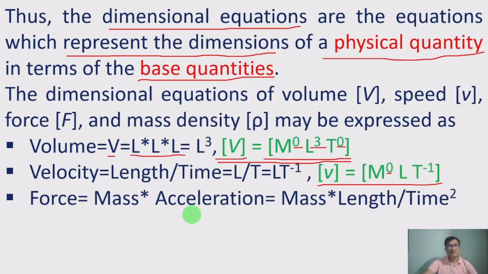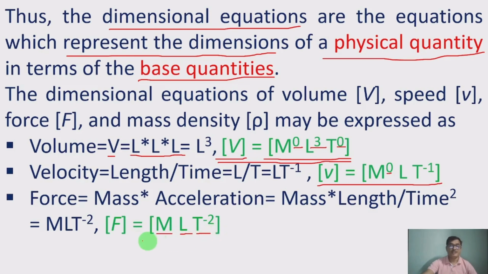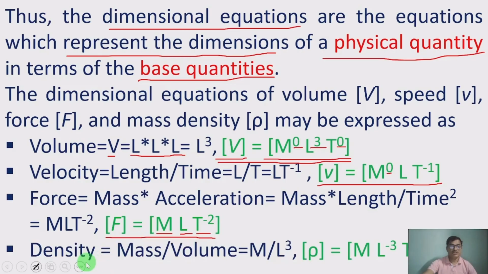Force is mass multiplied by acceleration, that is mass multiplied by length per time square, and that can be written as M L T raised to minus 2. Then the force F will be equated with the dimensions of that force, that is within square bracket M to the power 1, L to the power 1, T to the power minus 2, and this is the dimensional equation of the force.